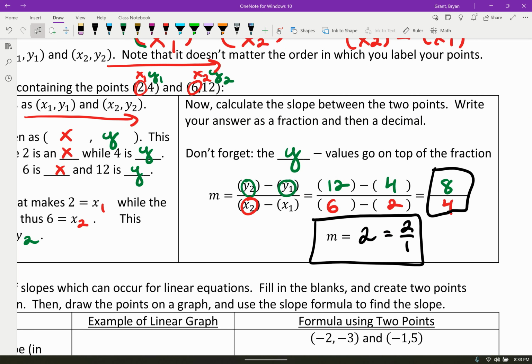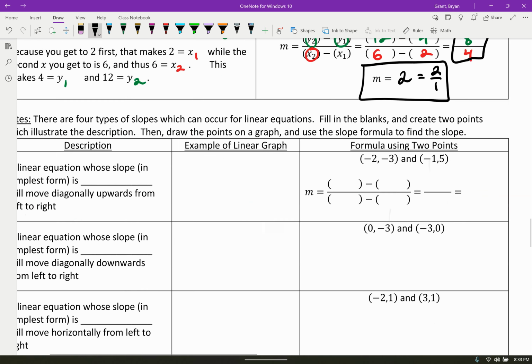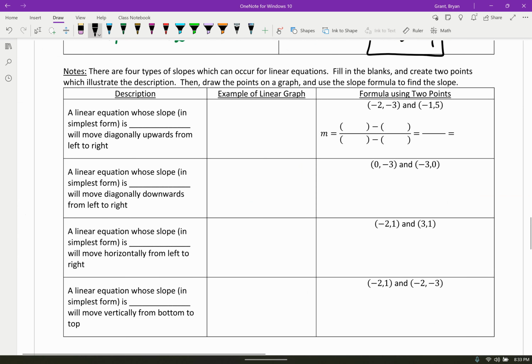They all mean the same thing. The steepness of this line we're describing has a steepness of 2. All right. So to finish off this page, we're going to go ahead and talk about the 4 different types of slopes which can occur for linear equations.